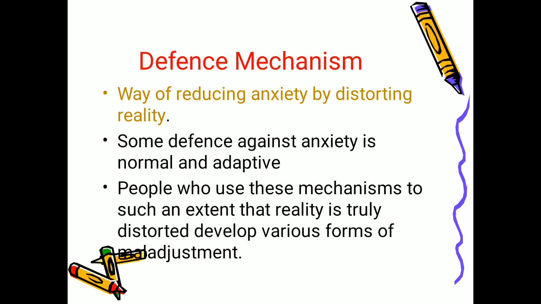Why do we use defense mechanism? To distort the reality. We hide the reality. We say lies so many times. We do something bad, but we don't want to disclose it. We don't want to tell anyone because we are afraid that we'll be beaten up. So in order to reduce that anxiety of not telling the truth to anyone, we use those defense mechanisms.